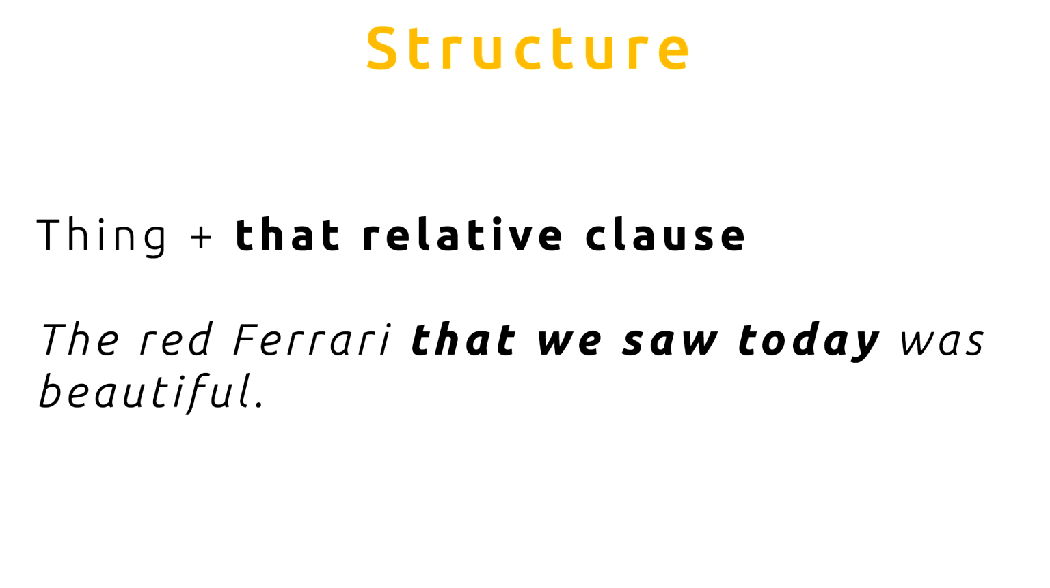Here's the structure for that relative clauses. We use a thing plus a that relative clause. For example, the red Ferrari that we saw today was beautiful. So the red Ferrari is the thing, and the relative clause is that we saw today. So I'm identifying which red Ferrari I'm talking about. So that is relative clauses using who and that.